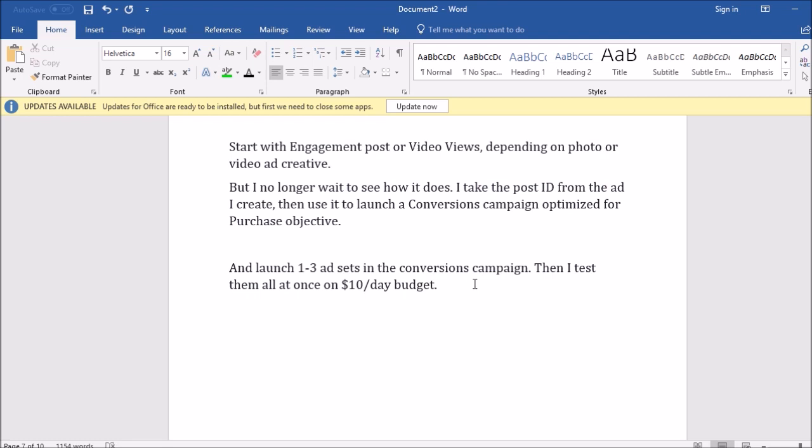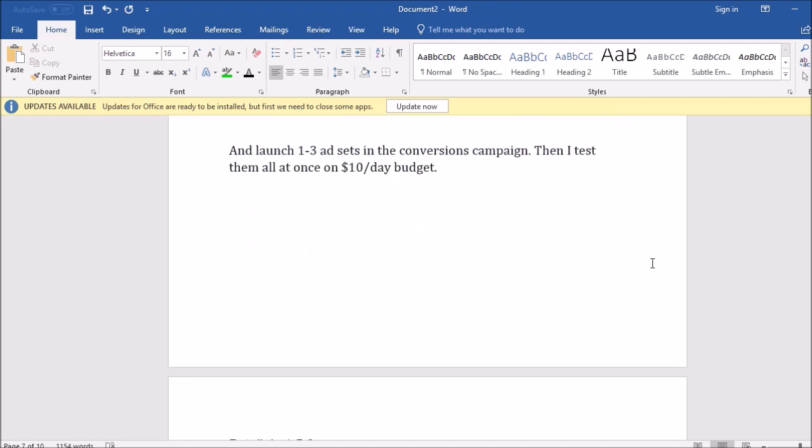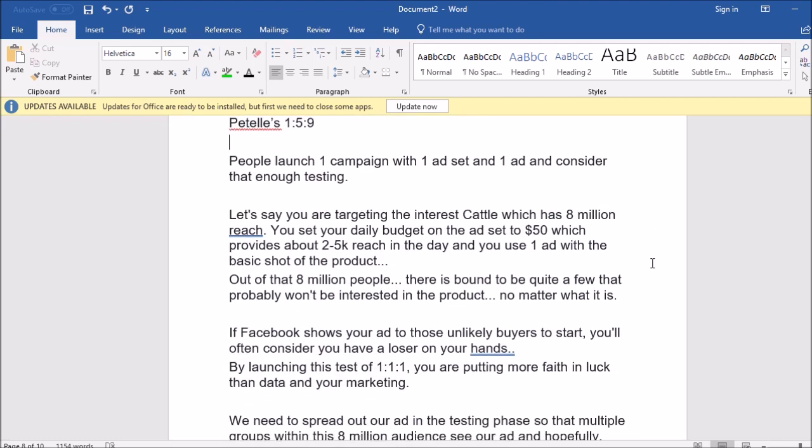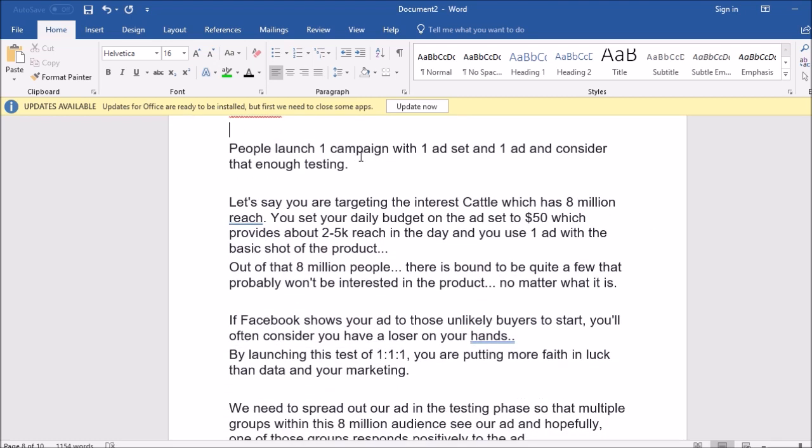So there's one. Now we're going to move down to a bit more advanced method, and you have to be spending a bit more money, but as I said, I want to cover everything. So this is Patel's 159 method, and people launch one campaign with one ad set and one ad and consider that enough testing. Let's say you're targeting the interest cattle which has 8 million reach. You set your daily budget on the ad set to $50, which provides about 2 to 5K reach in the day, and you use one ad with the basic shot of the product.